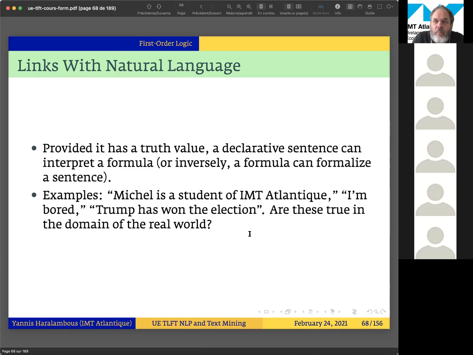Okay, and Trump has played a lot with this, the fact that truth is relative to the interpretation. So whatever Trump has said is true in an interpretation which is not necessarily the real world. Okay.